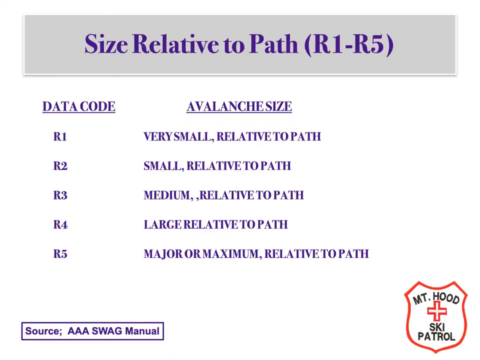So when we talk about the size of the avalanche, one of the parameters we use is the avalanche size relative to path. You should interpret this as the size of the avalanche relative to the possible area that the avalanche had available to slide. And you can see the scale ranges from R1 to R5, with R1 being the smallest and R5 being the largest. This size scale could be found in the SWAG manual published by the American Avalanche Association. And if you move on and take Avalanche 2, you'll become very familiar with the SWAG manual.